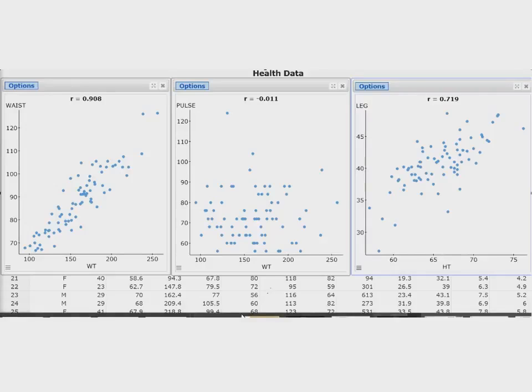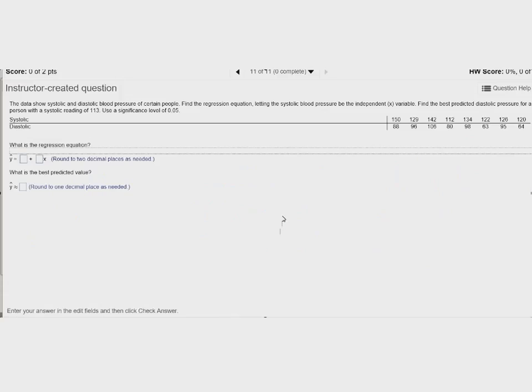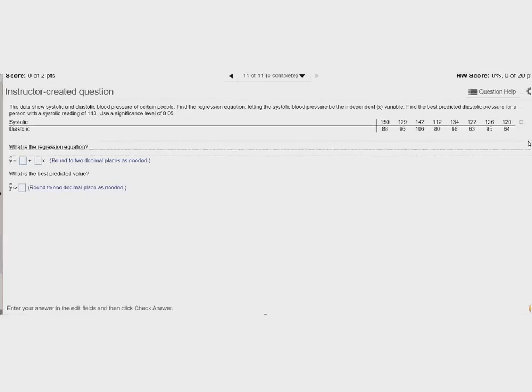So I'm just going to show you an example. This is just a problem that was in your homework. So if you're looking at a problem like this, what you should be able to do is, if they give you a data set in a table, click on the little boxes at the upper right side of the table, and it should give you an option to open in StatCrunch.